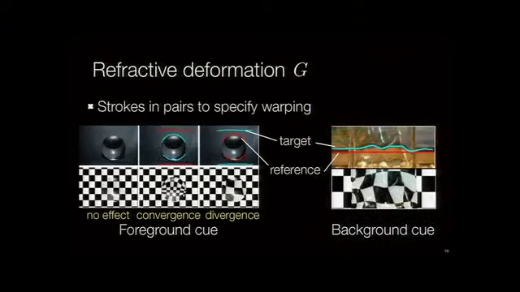The user will specify strokes in pairs to specify the warping. The strokes can be specified in two ways. We can follow the foreground shape of the object or follow the shape of the deformed background texture. For the foreground cue, there are three basic effects: flow reflection, convergency, or divergency. And they can be achieved by simple strokes.